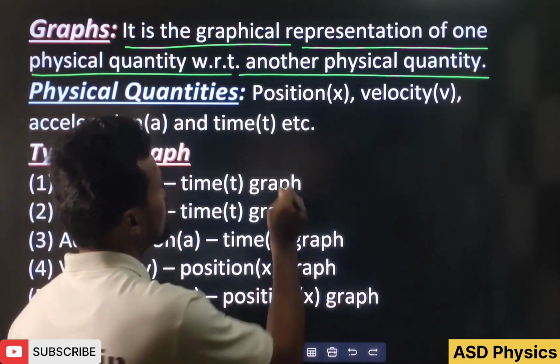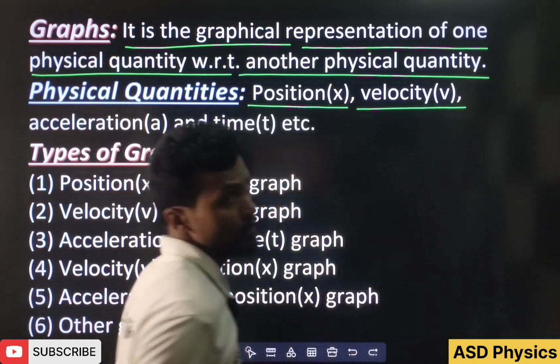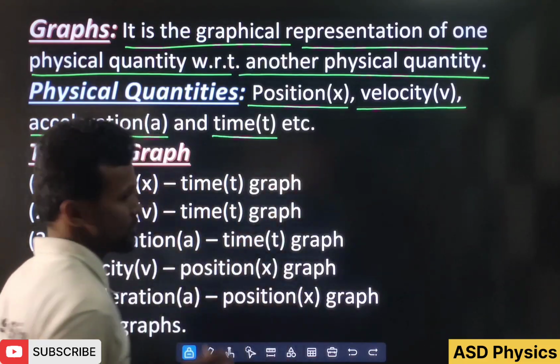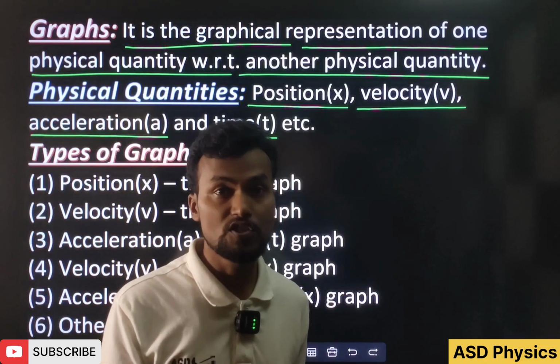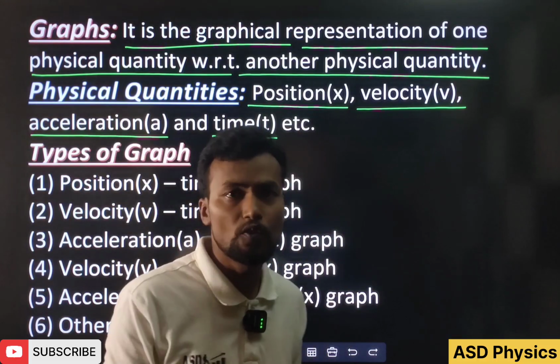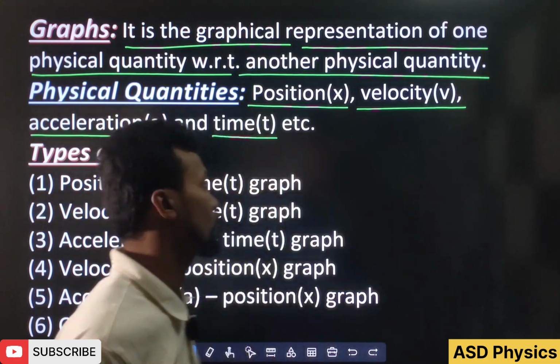Based upon the 11th, the physical quantities may be position, velocity, acceleration, and time. In 12th you will see electric field, electric potential, EMF, okay? In this video we are just going to focus on the 11th, but the basics are important in 12th, as I have told you, okay?